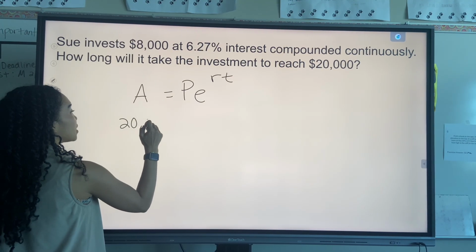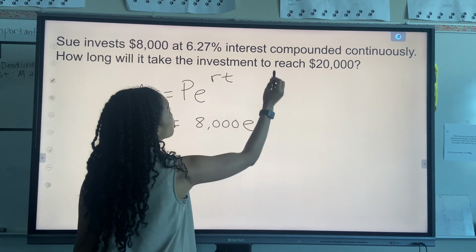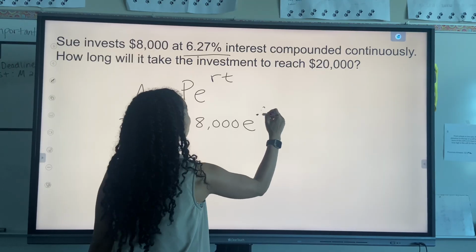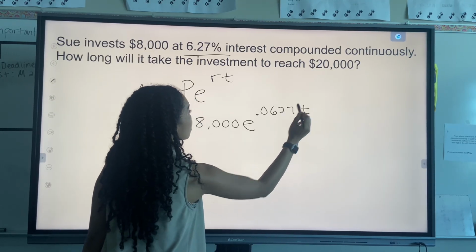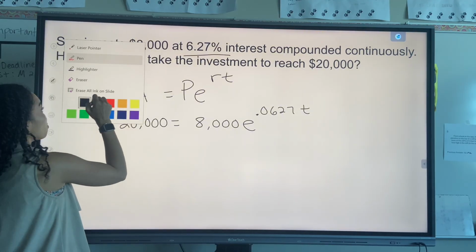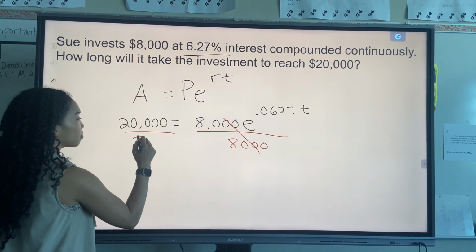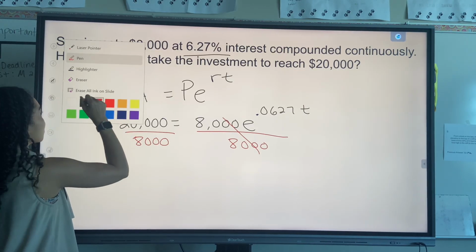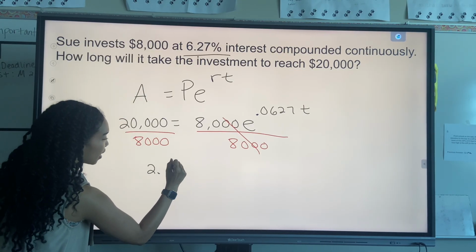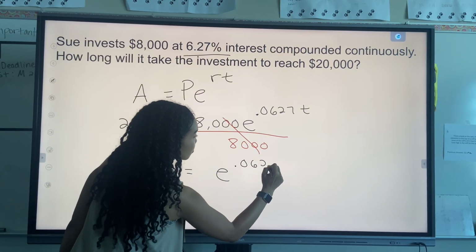So we want $20,000. We started with 8,000. Your rate as a decimal is 0.0627. So we're figuring out the time it took to reach 20,000. So when you guys divided both sides by 8,000, what did y'all get? 5 over 2. What's that as a decimal? 2.5, perfect. Okay, and I have this left over.